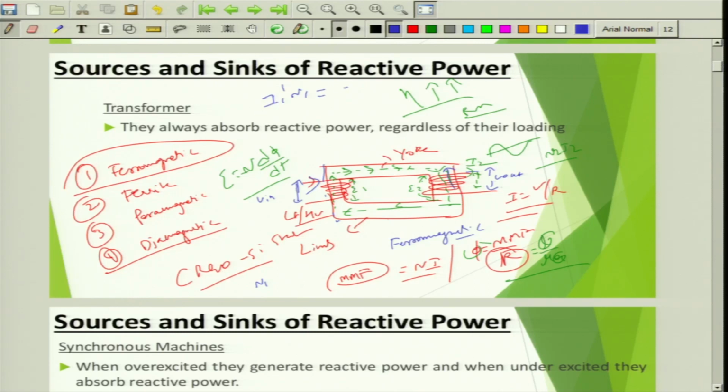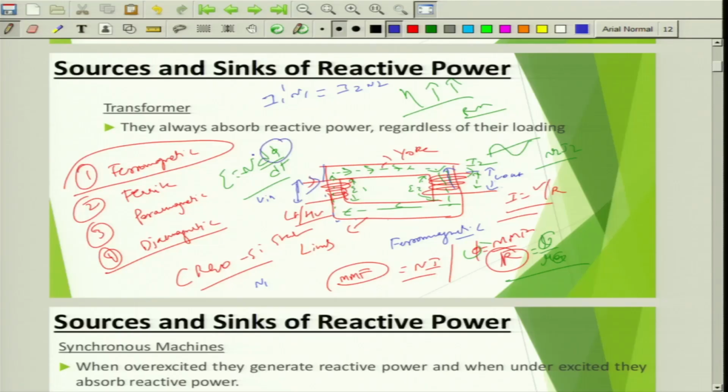So ultimately, whatever MMF is contracted from the secondary side will be compensated by the additional current being pulled from the primary side. So the net overall flux within the transformer core remains constant and steady throughout the operation of a transformer. Henceforth, a transformer is also called a constant flux machine, right.